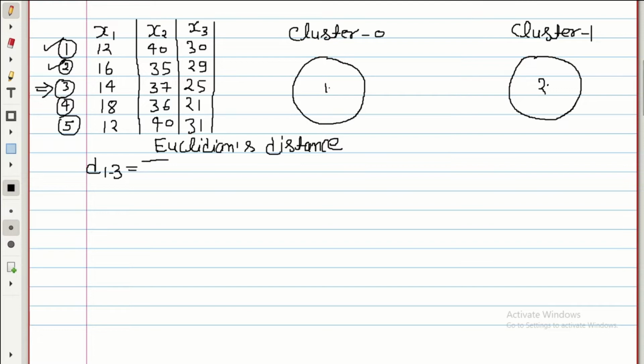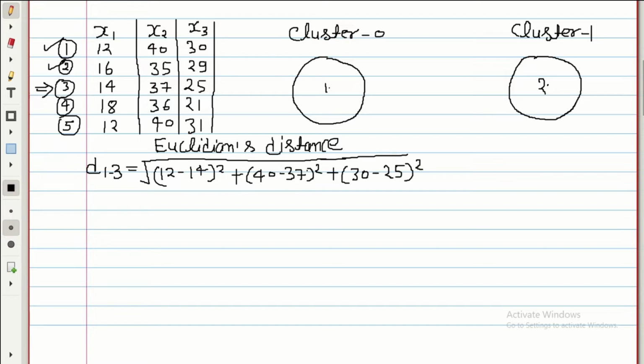So here the Euclidean distance would be 12 minus 14 whole square plus 40 minus 37 whole square plus 30 minus 25 whole square, and that would be equal to 2 square plus 3 square plus 5 square, and finally that would be equal to under root 38.